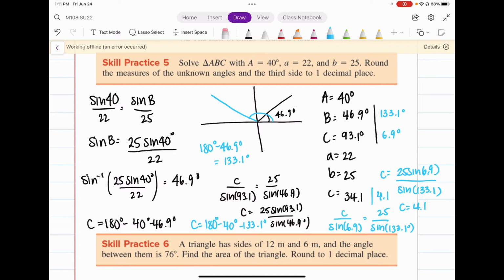Triangle 1 has angle A 40 degrees, angle B 46.9 degrees, angle C 93.1 degrees. Side length A 22, B 25, C equals 34.1. For triangle 2, A is 40 degrees, B is 133.1 degrees, and C is 6.9 degrees for the angle measures. A is still 22, B is still 25, but C is now 4.1. That's the second possible triangle.